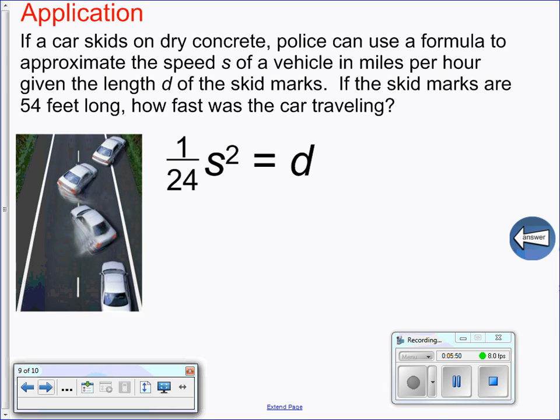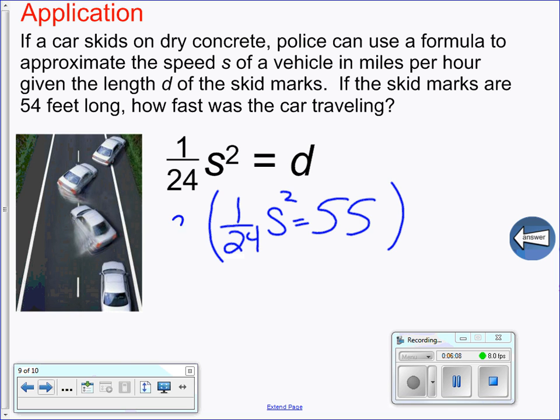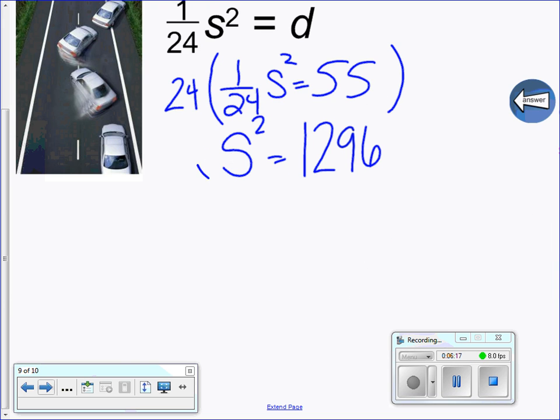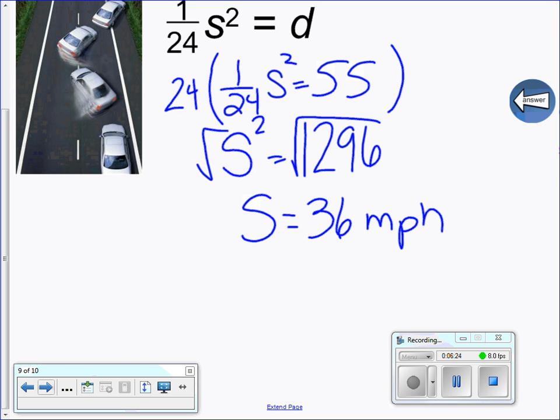Okay, so we are looking for the s, and we've been given the d. So we get 1/24 s squared equals 54. And of course we don't like that fraction, so we can multiply both sides by 24, and that gets me s squared equals 1,296. Then I can take the square root of both sides, and s is equal to 36 miles per hour.